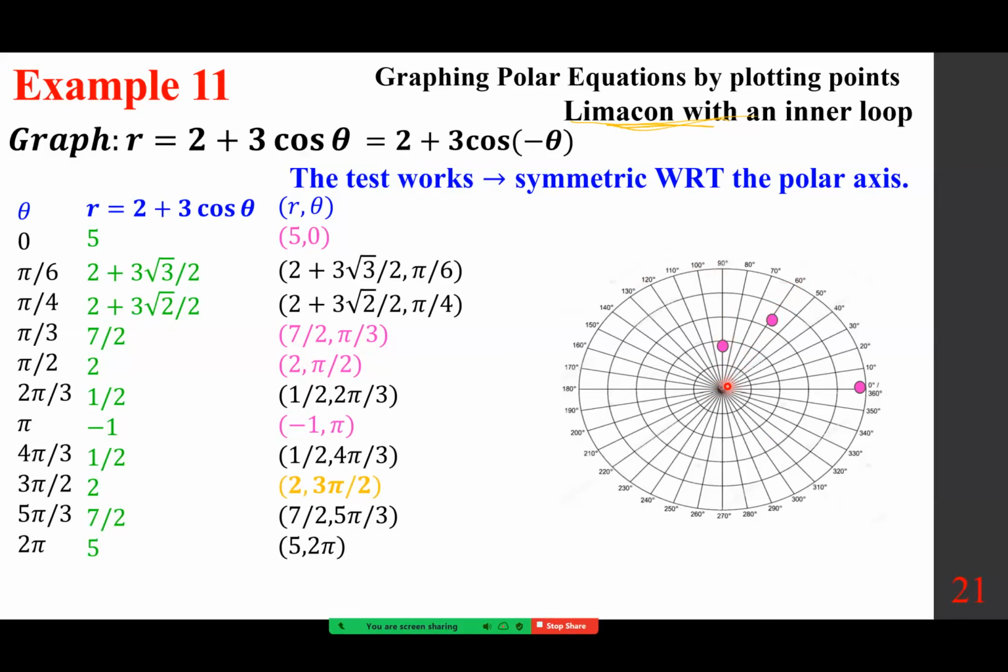Negative 1, pi. Here's pi, everybody. Here's pi, right? Or 180 degrees. 1 would be here, but negative 1 takes us this way. And right here, this one is the loop that they're talking about. And because it's symmetric with the polar axis, this is good enough if I were to go with that.